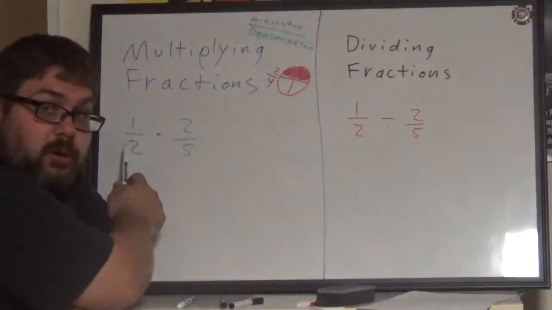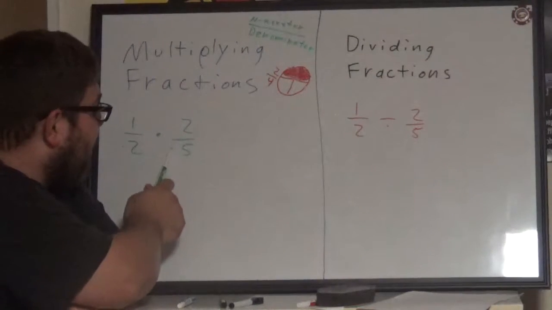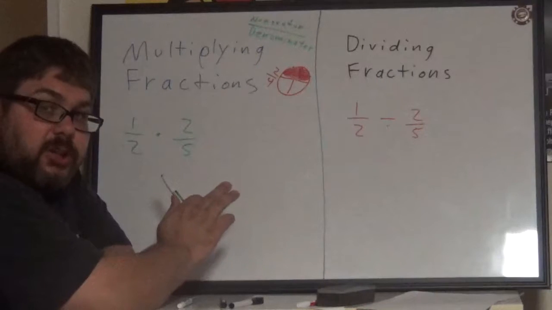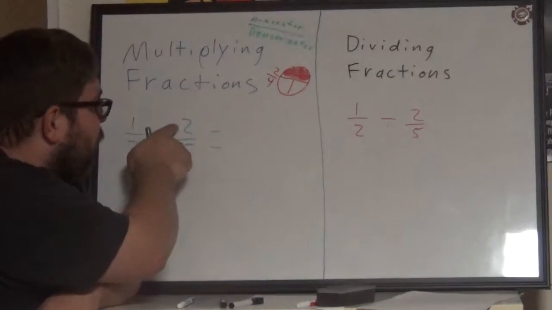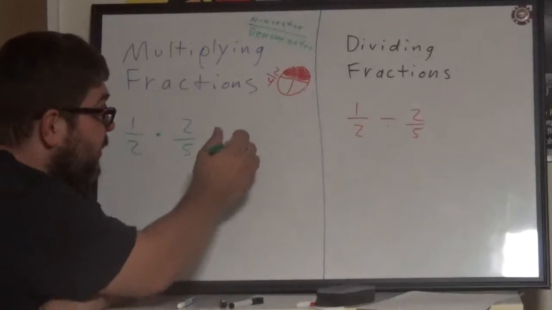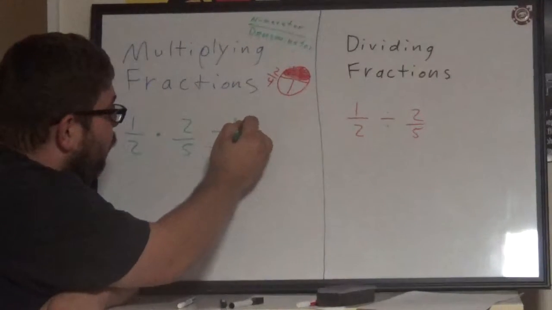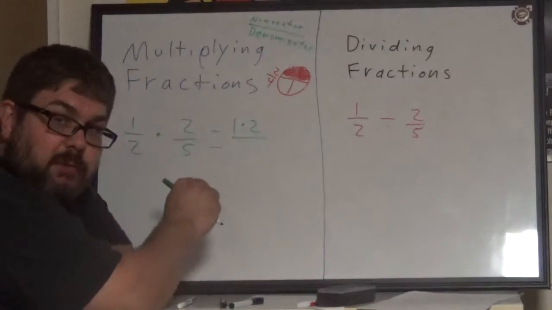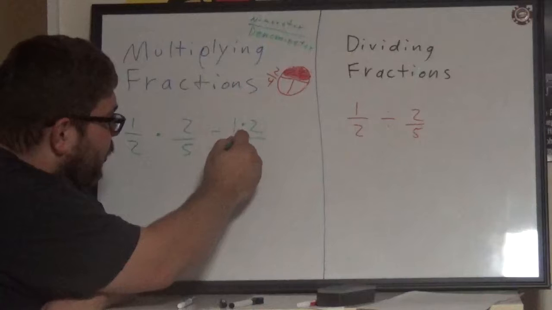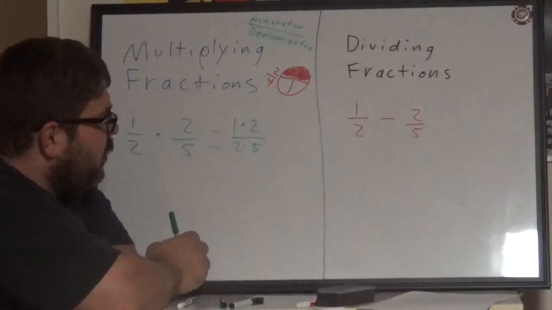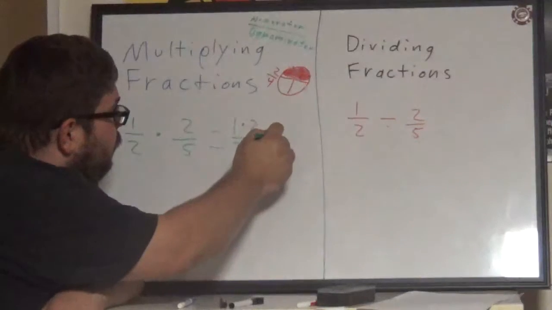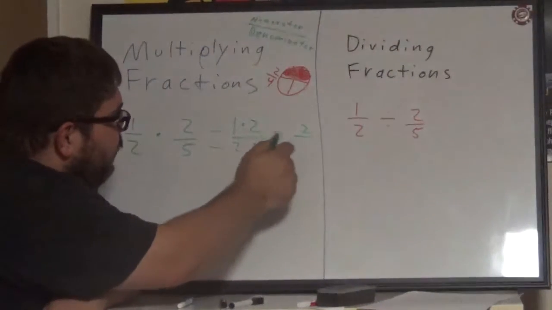We have 1 over 2, or 1/2, times 2 over 5, or 2/5. Multiplying a fraction, we multiply straight across. So we take the numerator times the numerator. I'm going to write this as 1 times 2. I'll write my fraction bar, and now I will write denominator times denominator, which is 2 times 5. Now we just have to do the operation. 1 times 2 equals 2. 2 times 5 equals 10.